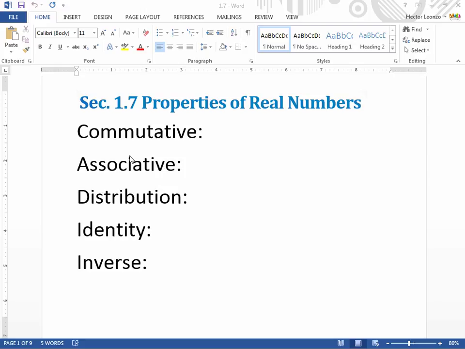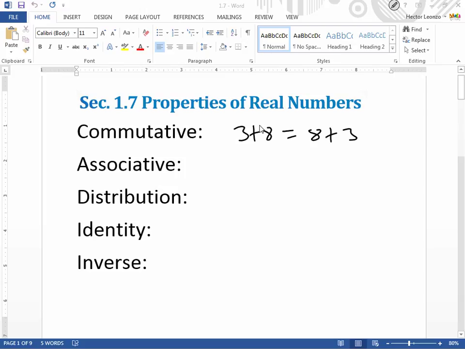Commutative, well, let's think about commute. We hear in the news in the morning, the commute is fine. What commute means is to move. They're talking about cars moving, transportation, and everything. So, commute means to move. So, an example of commutative could be something like 3 plus 8 is equal to 8 plus 3.